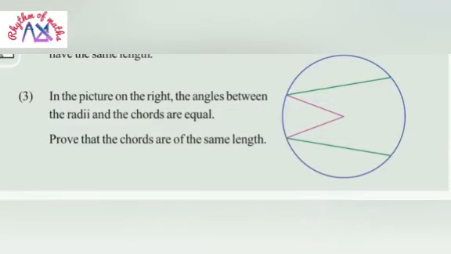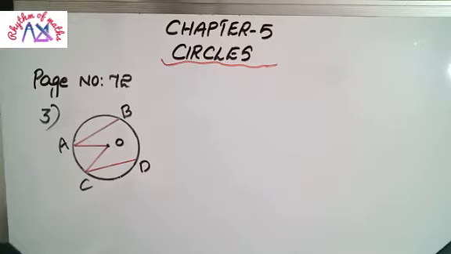Next is question number 3. In the picture on the right, the angles between the radii and the chords are equal. Prove that the chords are of the same length. Here in this question, we have two chords AB and CD. The figure is directly given in the question.